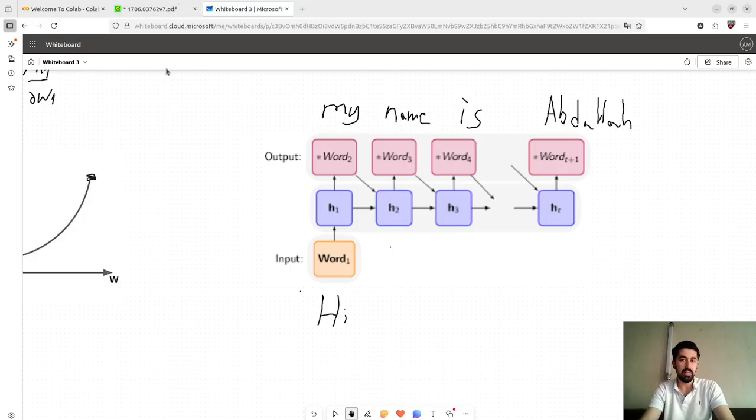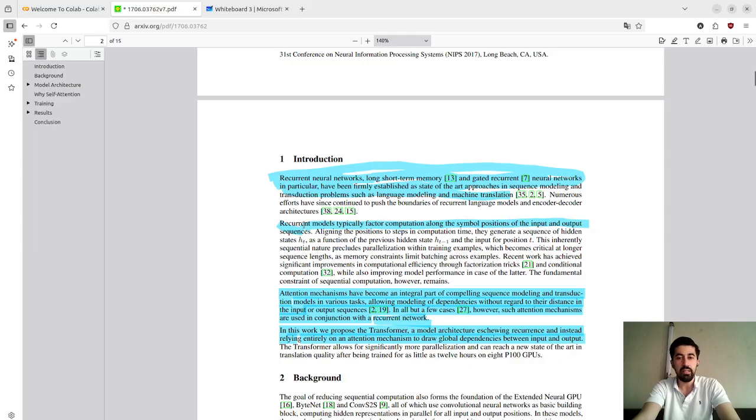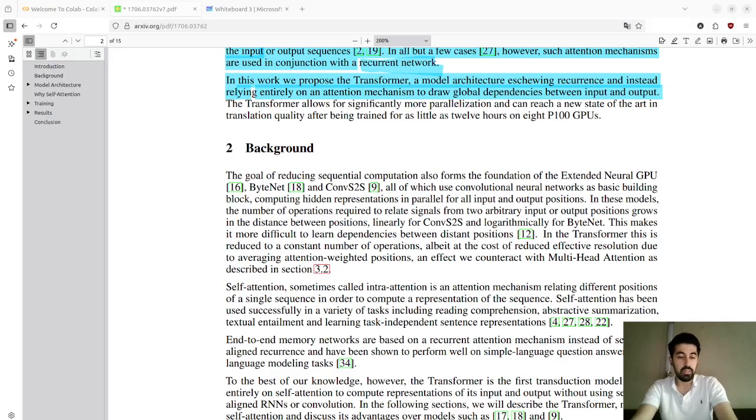Mainly vanishing gradient, exploding gradient, and recurrent neural networks not converging for very long sequences. And here attention came to play to solve this problem. So now let's continue.